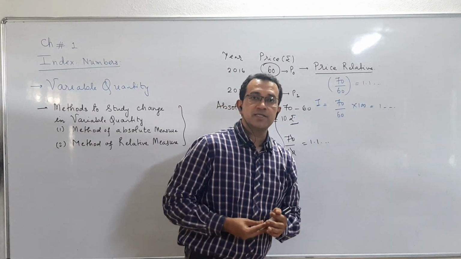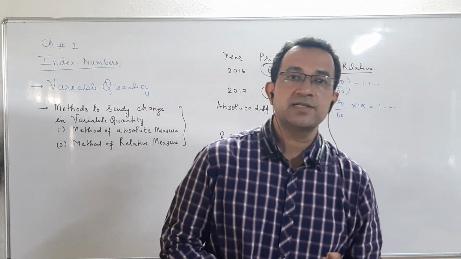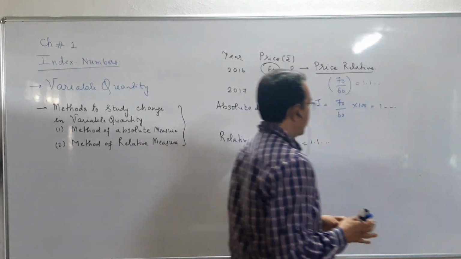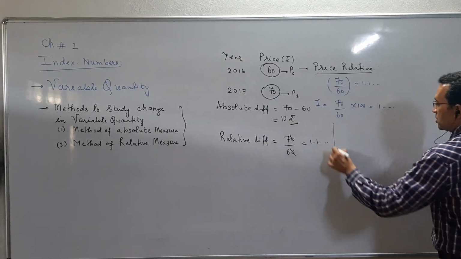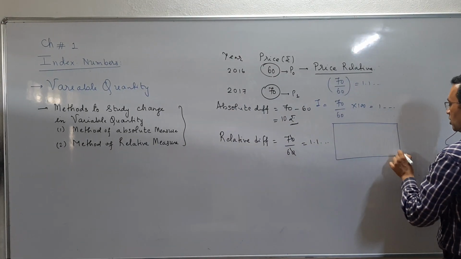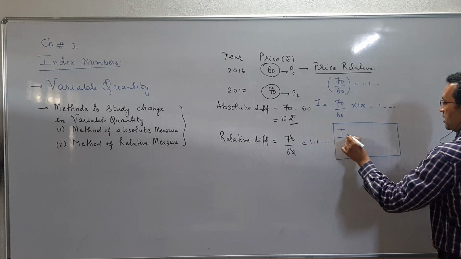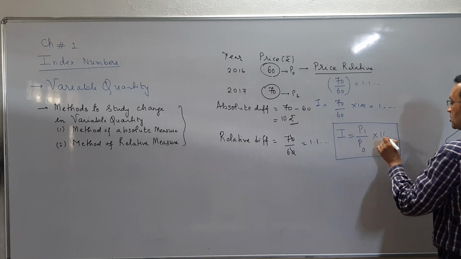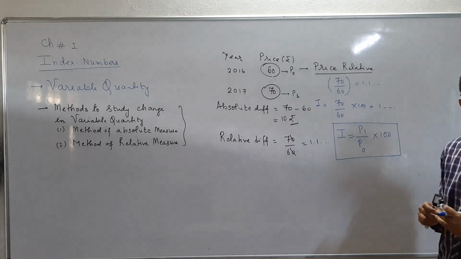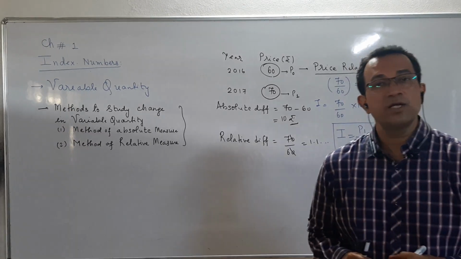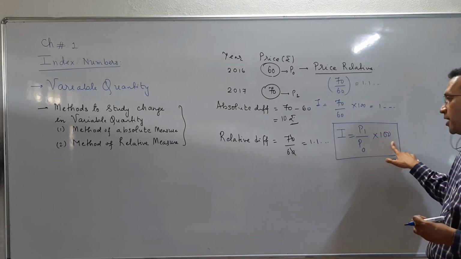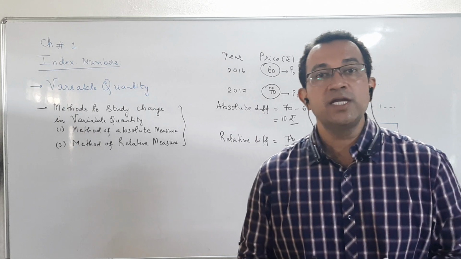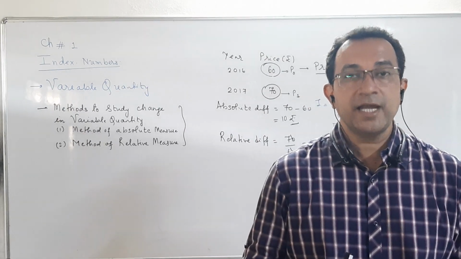Now students, understand the definition of index number. The percentage relative change is multiplied by 100. This is the general formula of index number. All of you remember, I is equal to P1 upon P0 into 100. So whenever I say percentage relative change, it means multiplied by 100. Percentage relative change in the value of a variable quantity associated with an item.